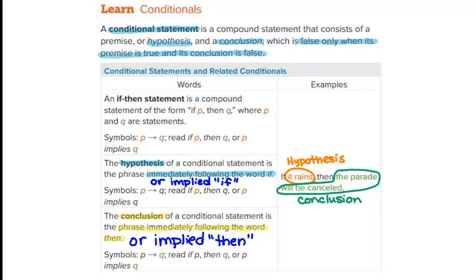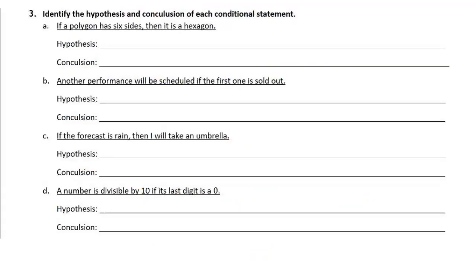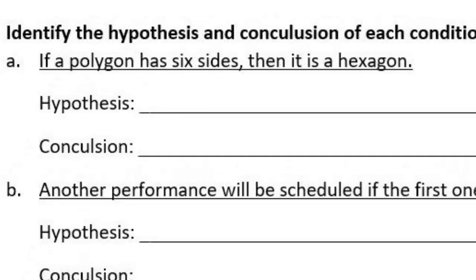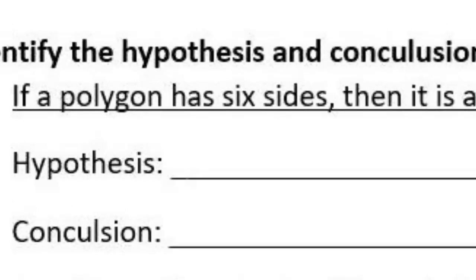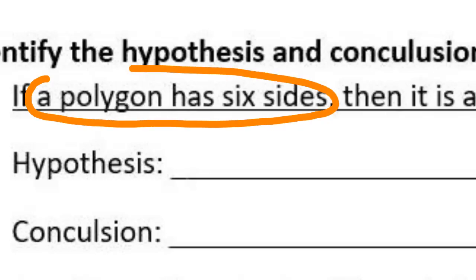All right, let's flip the page and practice this a little bit. We're going to practice identifying the hypothesis and the conclusion. My first statement, if a polygon has 6 sides, then it is a hexagon. This is an easy one for us to start with. So I find the hypothesis because it comes after what word? If. Well, what comes after the word if? A polygon has 6 sides. Yes, that is my hypothesis.